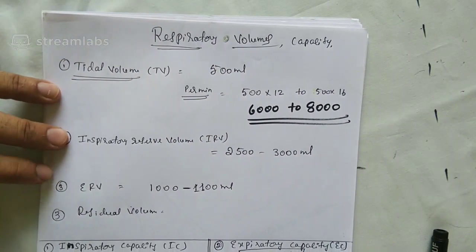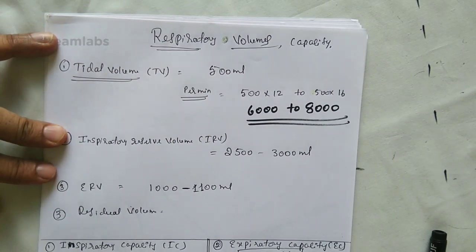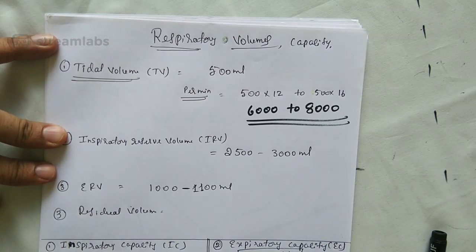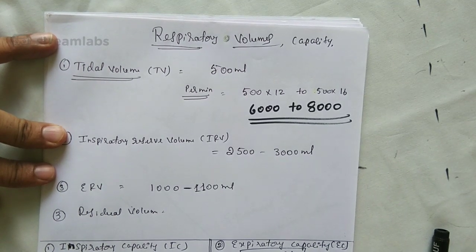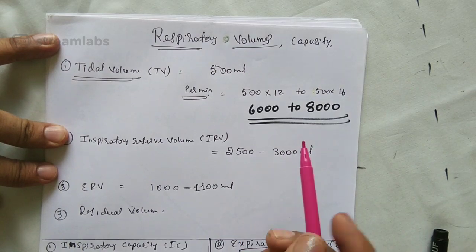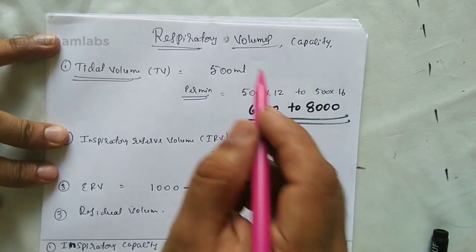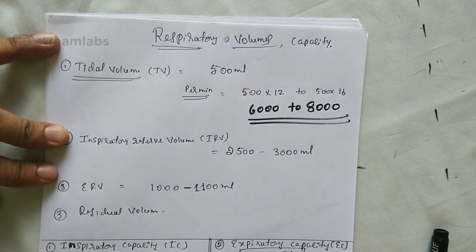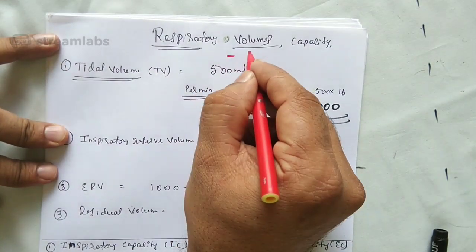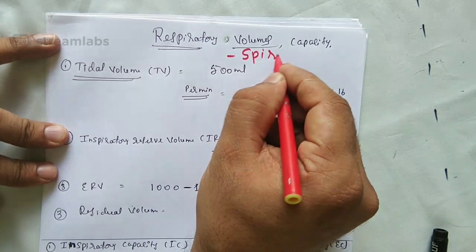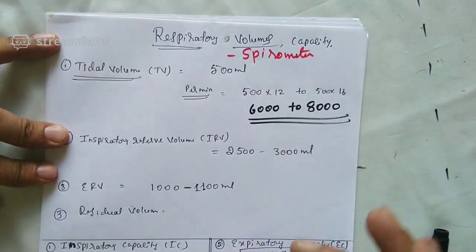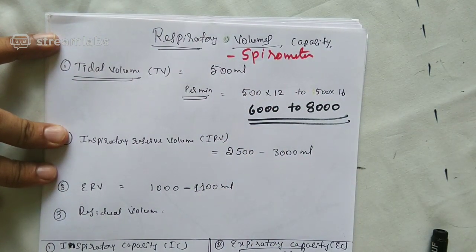I am going a little faster because I want you to go through the textbook as I explain, and you can note down the points also. See here, I'm going for respiratory volumes and respiratory capacity. Respiratory volumes are calculated, means found out, using an instrument called a spirometer. You know it, spirometer. See here.